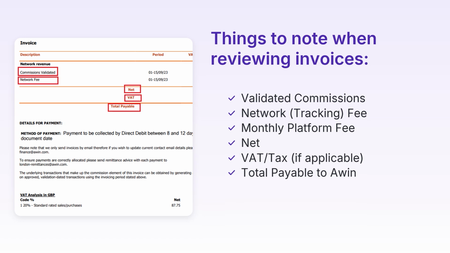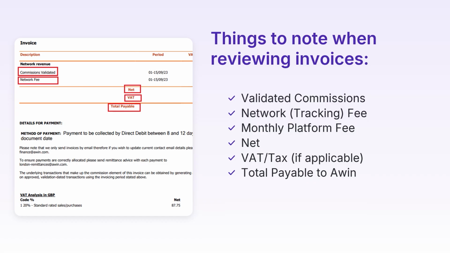When receiving your affiliate program's invoice, it's important to be aware of all the elements that make this up and the charges that apply. A standard Awin invoice is typically broken down into the below 6 sections. Validated commissions. This is the total amount of commissions that have been validated or approved on your account during the invoicing period. Network fee or tracking fee.